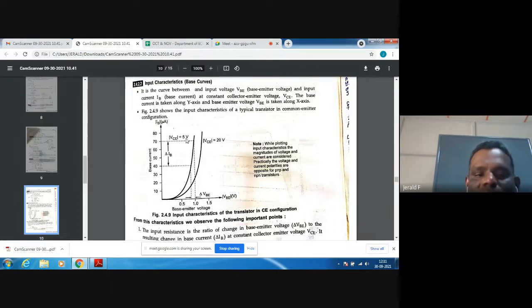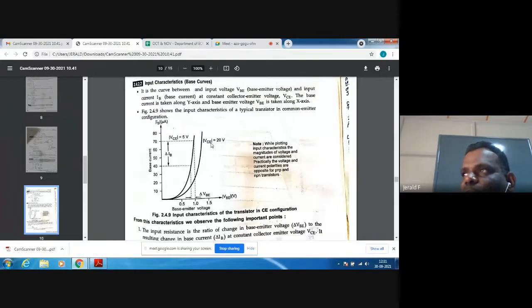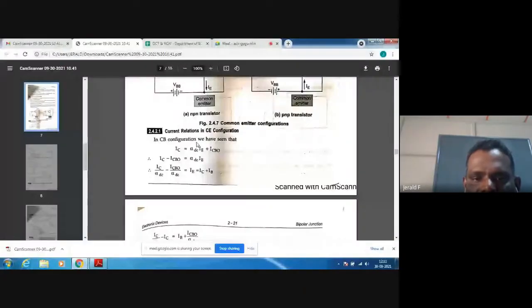Okay, set 5 volt, next 20 volt. Whatever voltage you can fix, you can note that value. The corresponding value increases, and rapidly you can increase the value. That is standard. You can check that one. Normally it will be like that.